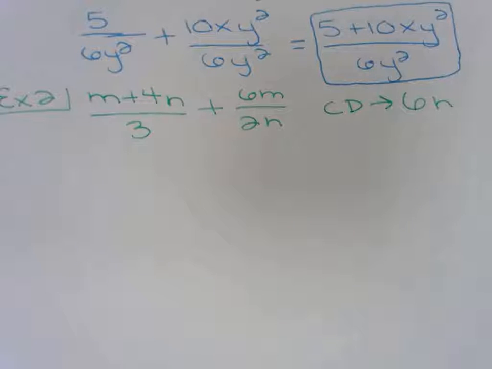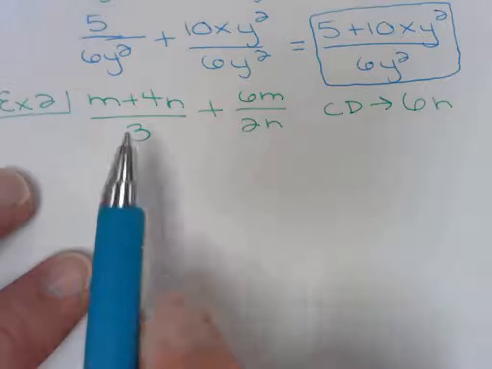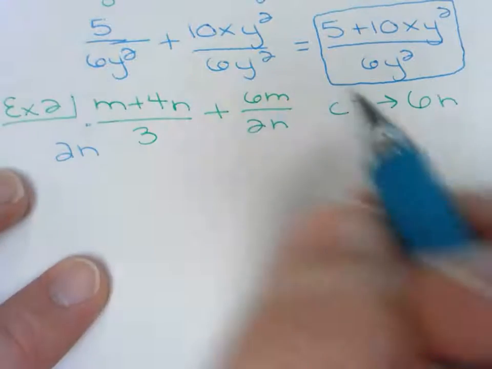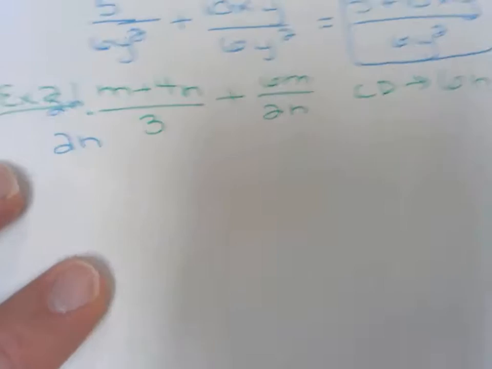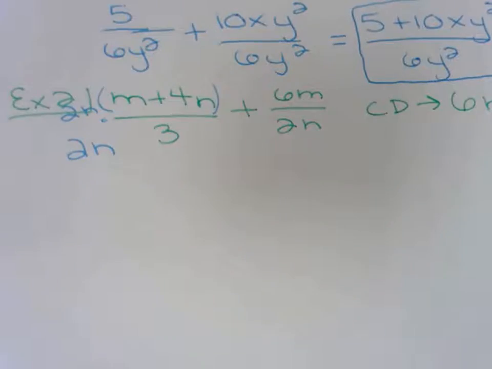Then you look at each fraction separately and you ask yourself, okay, look at your denominator. 3 times what gives you 6n? 2n. So I have to take the bottom times 2n, and I have to take the top times 2n. Now, when you take the top times 2n, be careful. This m plus 4n is a binomial, so it goes in parentheses.